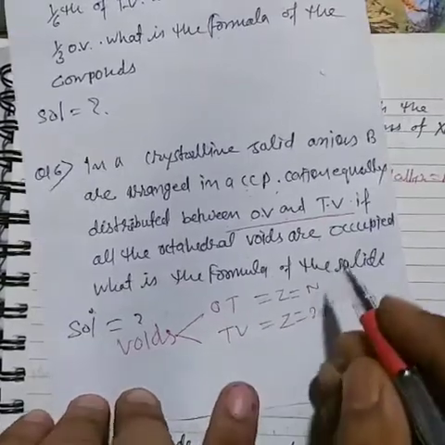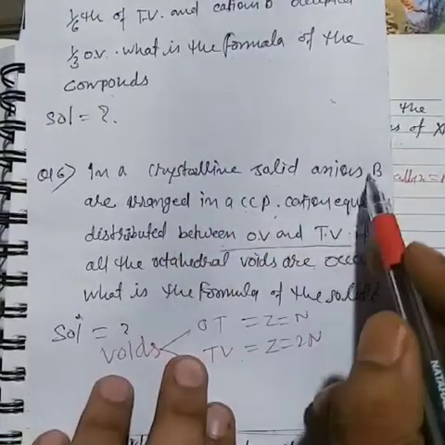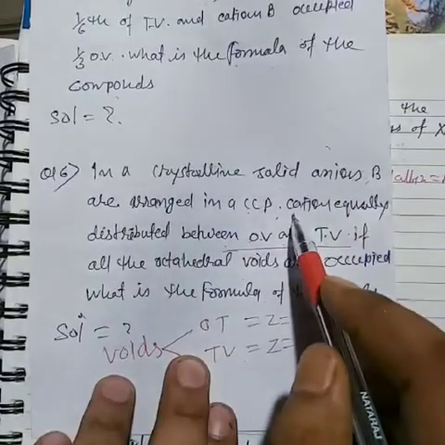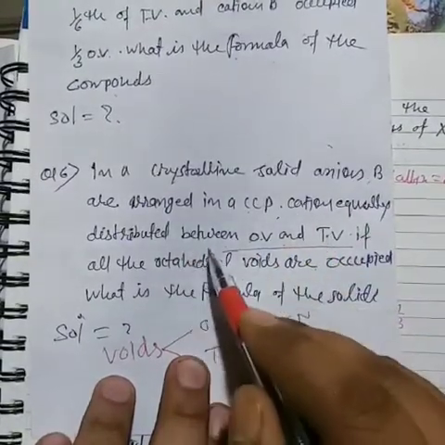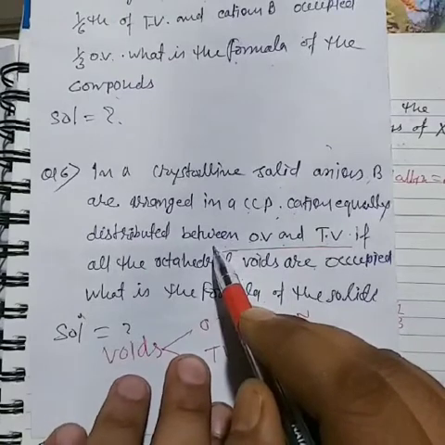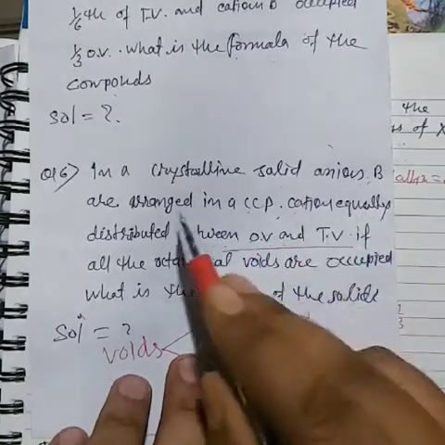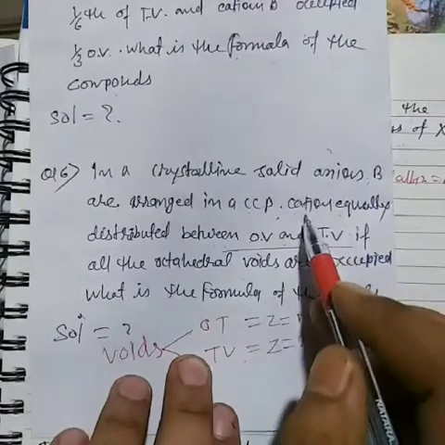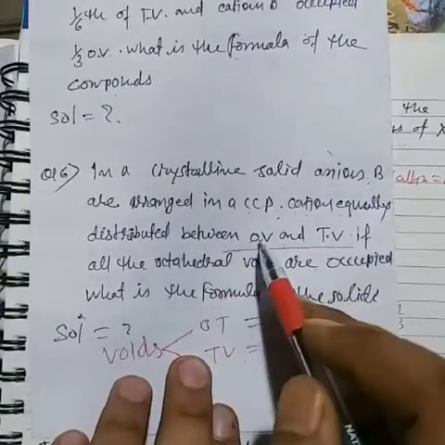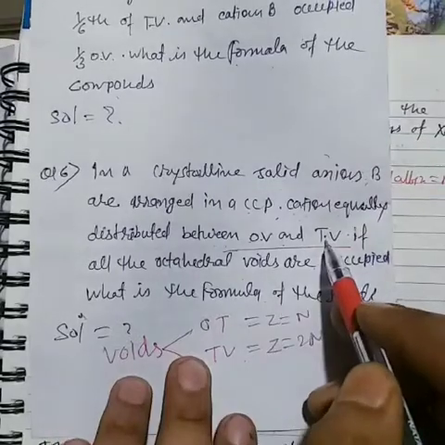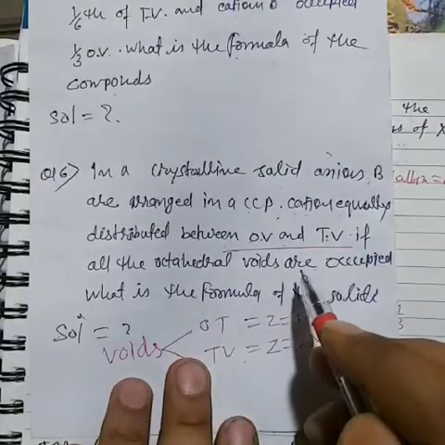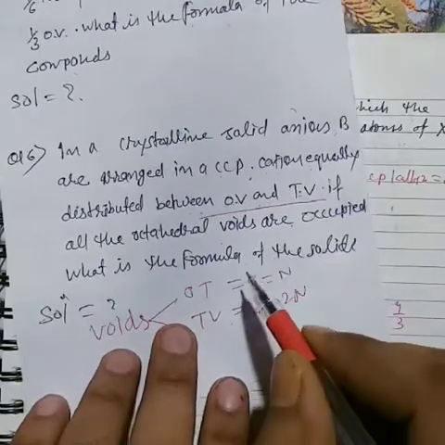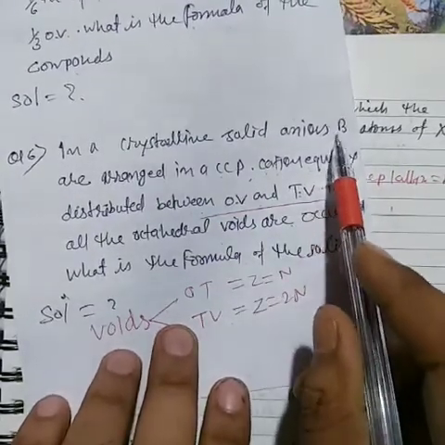So now the question is that the anions are arranged in CCP, cations equally distributed between octahedral and tetrahedral voids, that means B are arranged in CCP, and cations are distributed between octahedral and tetrahedral. If all octahedral voids are occupied, what is the formula? So here it is very important. Now it is the sense of B.